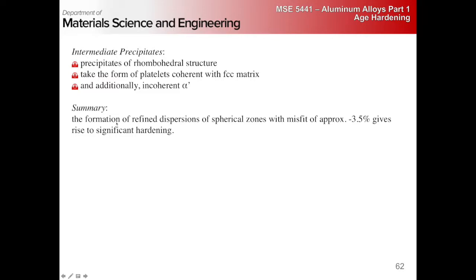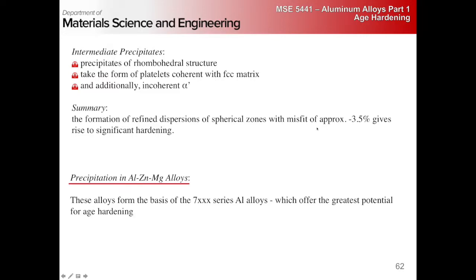Okay, so we can form a refined dispersion of spherical GP zones, and this misfit strain is enough to give us significant hardening, right? Remember, dislocation interactions with the strain field around GP zones is what gives us hardening in that case. So if we add a little magnesium, now we have aluminum zinc magnesium. These are the 7000 series of aluminum alloy, which offers really great potential for hardening.